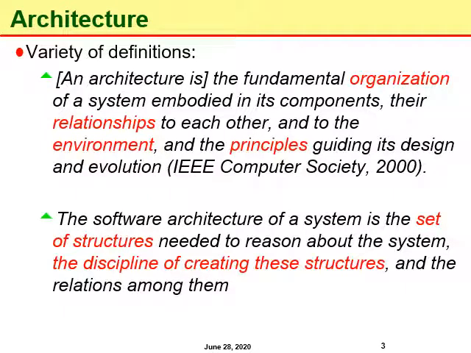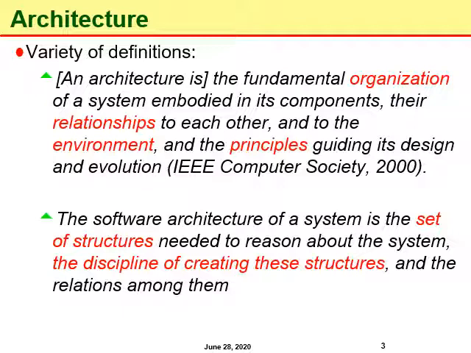So, what is software architecture? There are a variety of definitions for the architecture of software system. For example, the definition by the IEEE Computer Society states that the architecture is the fundamental organization of a system embodied in its components, their relationships to each other, and to the environment, and the principles guiding its design and evolution. So according to this definition, architecture is more about organization of different components or structures or modules and their interrelationships with each other.